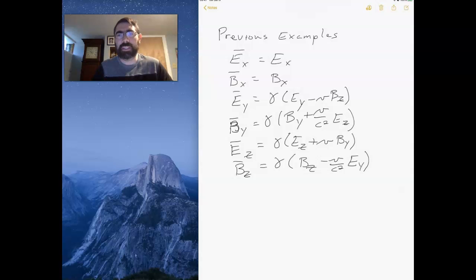But what you get is almost kind of a Lorentz transformation where say the electric field in the y component measured in the S bar frame, so I'll highlight it right here, is a mixture of the electric field and magnetic field measured in the S frame.